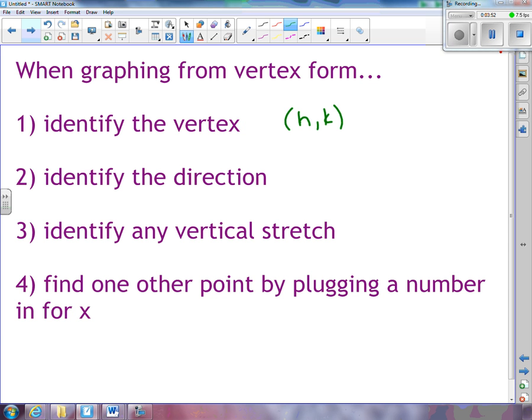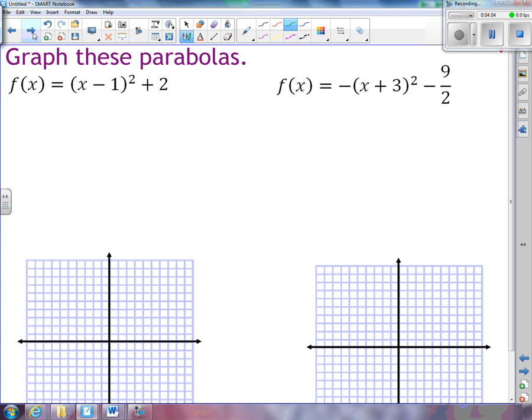And then the only other thing you have to do is plug in one other point for x and get one point. So you have a guide for how wide or fat or skinny to draw your U. So let's do a couple of examples.